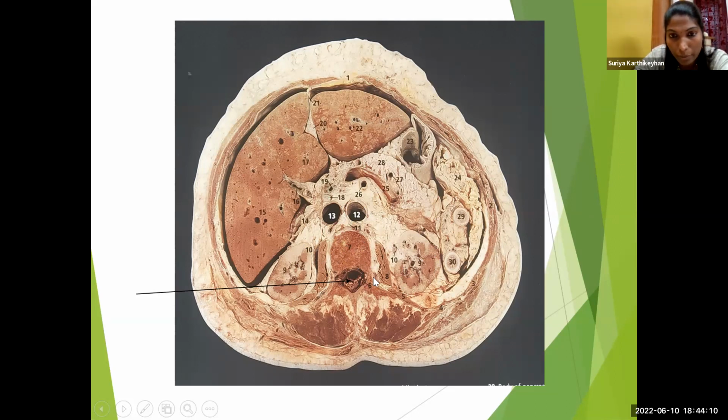This is the body of the vertebra, the transverse process of the vertebra. This is the spinous process of the vertebra. So this is the vertebral foramen. Within the vertebral foramen, you can see the cauda equina. This is the lowermost part of the spinal cord. Okay, at the lower end of the spinal cord, we are able to see only the nerve rootlets, that is the cauda equina.